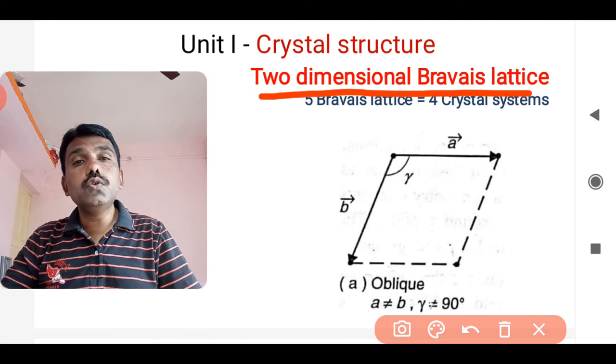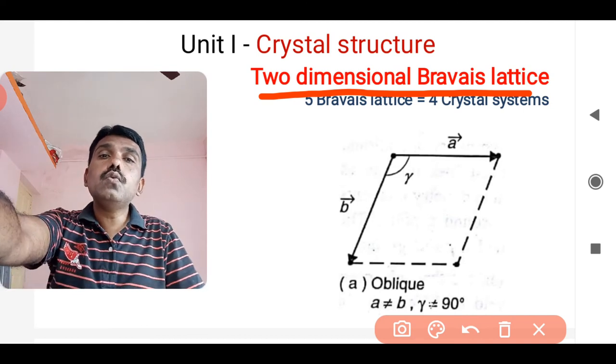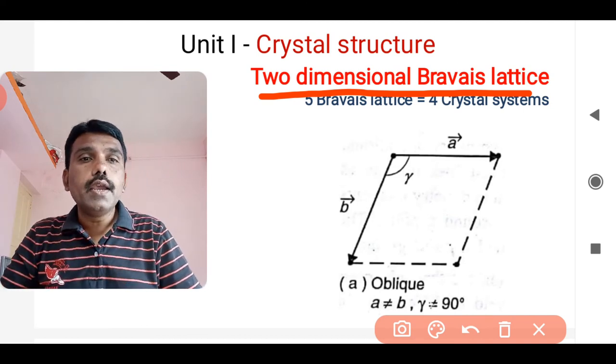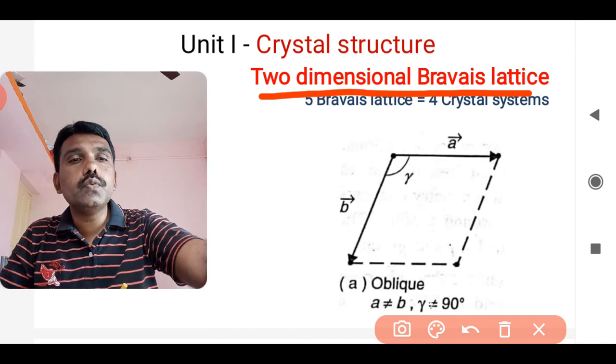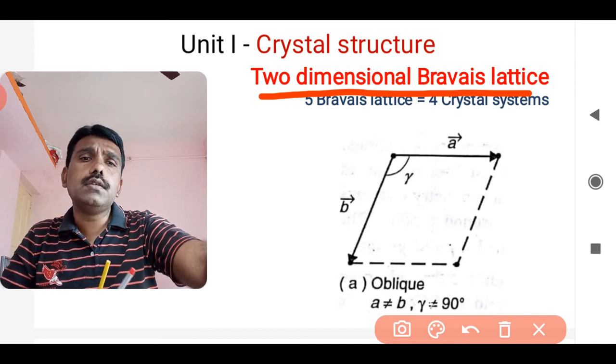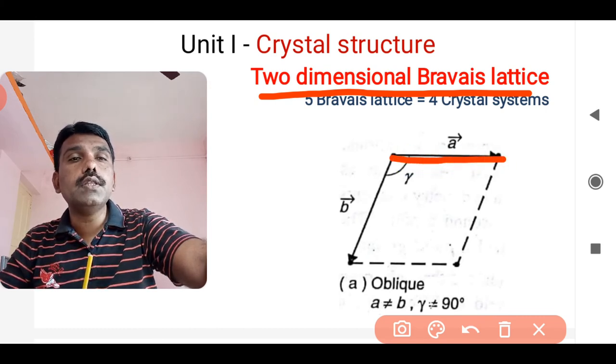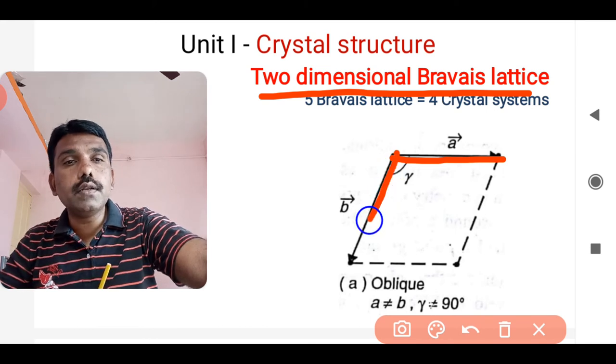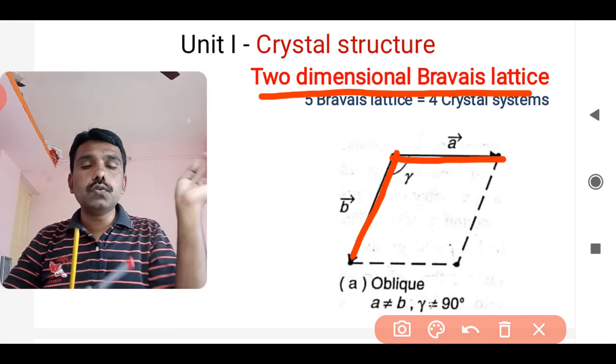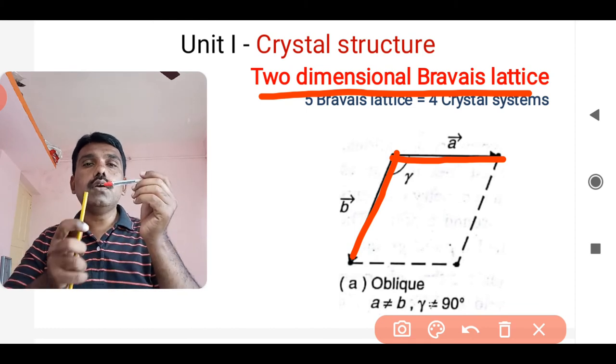No doubt two-dimensional means there are two vectors going to be formed. If you look at the first case, where an oblique crystal structure lattice is going to be formed, this is the vector A, and this is the vector B. Suppose this is the A vector and this is the B vector.